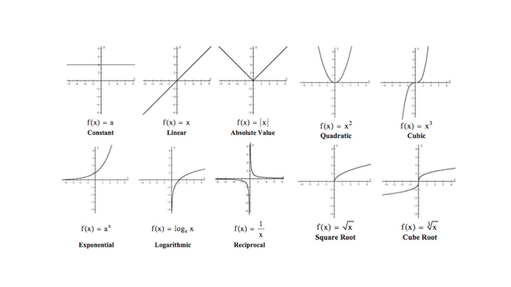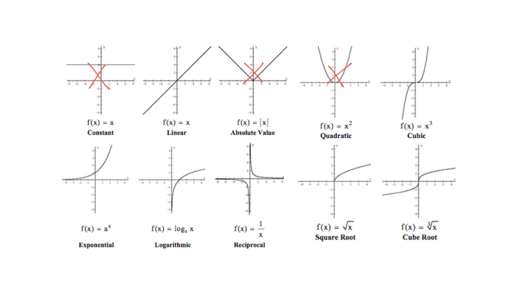It might actually be easier to point out which ones don't pass the horizontal line test. The constant function doesn't, because it is a horizontal line. The absolute value function doesn't, and the quadratic function doesn't. But all the rest pass the horizontal line test. That means all of the others are indeed invertible.